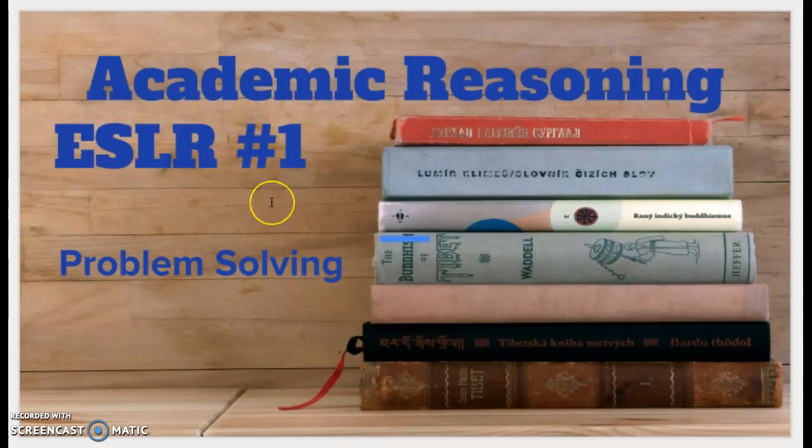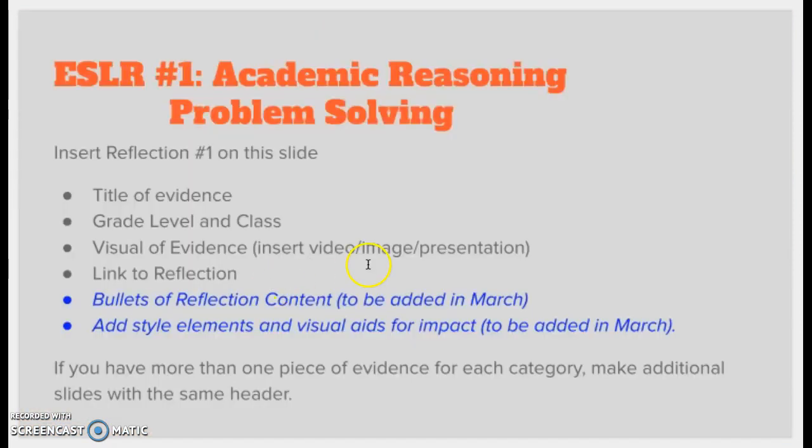So this is ESSLER number 1, academic reasoning, problem solving. So this introduces to your panel members that you'll be talking about this area. Then you will have a slide for your first reflection under this category. If you'll see here, you will have the title of the evidence, you'll have the grade level of the class that you had for that reflection, and then you'll have visual evidence of your piece.